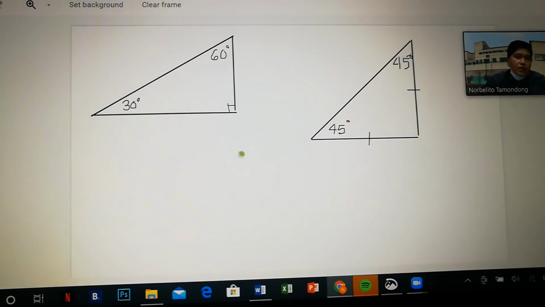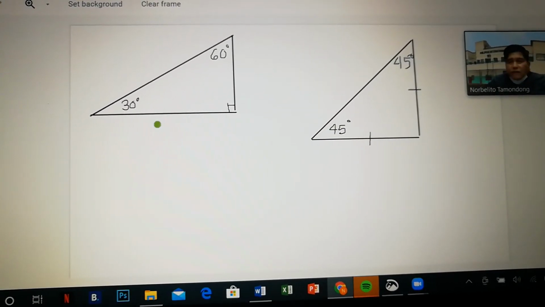Next, how about if the longer leg is given? Let's say this is equal to 8. What you will multiply to the longer leg to find the shorter leg is 8 times, instead of dividing by square root of 3, you simply multiply by square root of 3 over 3, because dividing by square root of 3 is the same as multiplying by square root of 3 over 3. So what is the answer? 8 square root of 3 over 3.